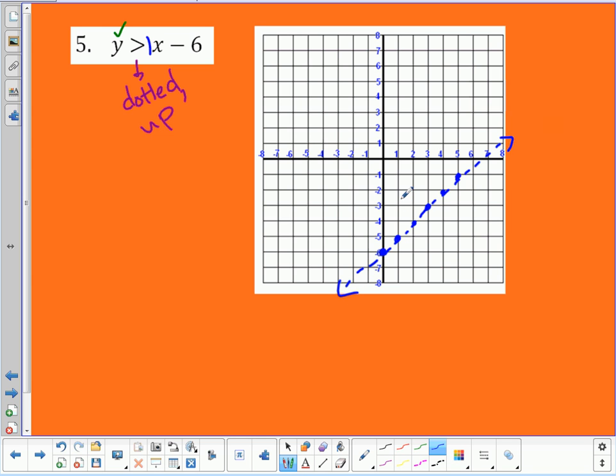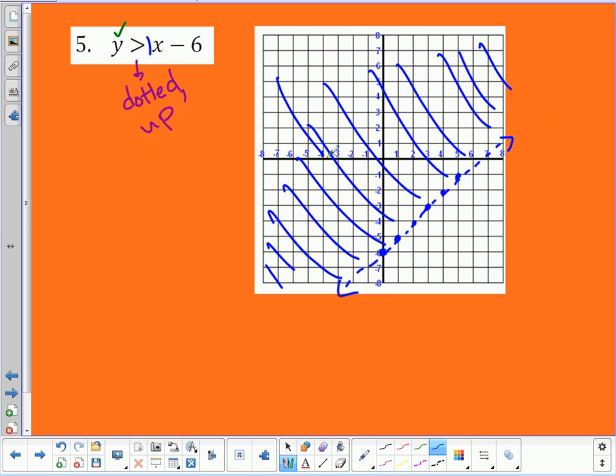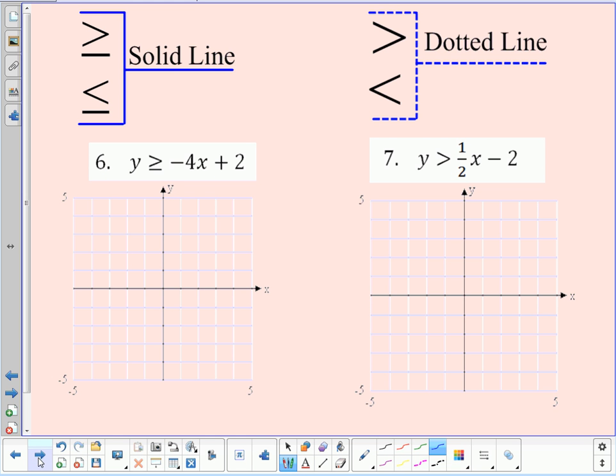So again, if you're a little person climbing on the mountain, here you are, let's say you jump up in the air. Where do you go if you jump up in the air? I come up into this region. So I want to stay above this line. Okay, so there's my shading. Let's flip over the back and try number 6.